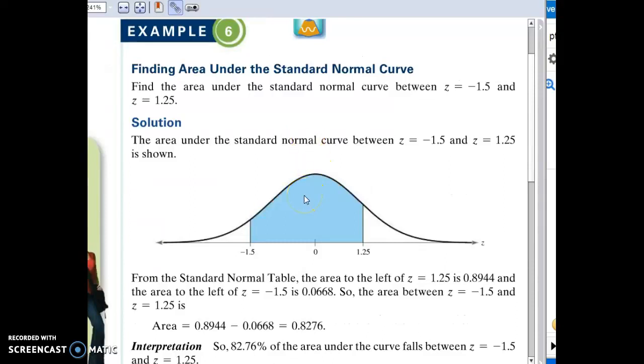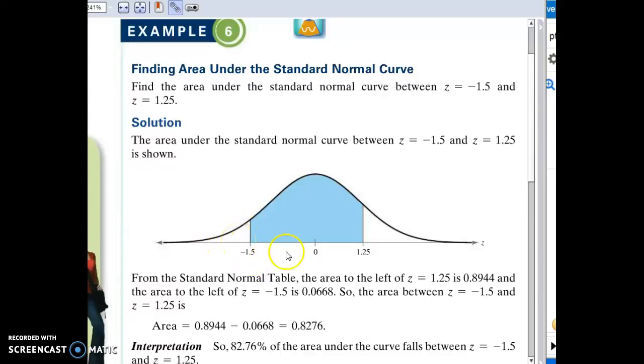Another thing we can do is try to find the area between two z values, or to find the probability that a value will fall between two z values. We're going to use that same formula in Excel, and if we use that formula for 1.25, it would give us the probability of all this blue and also this white part here that's not colored in, everything to the left. And if we use the formula for negative 1.5 here, it gives us just the part to the left here.